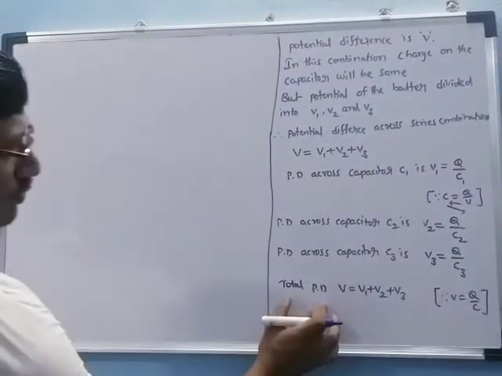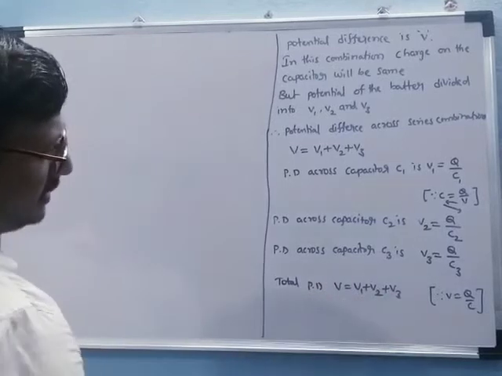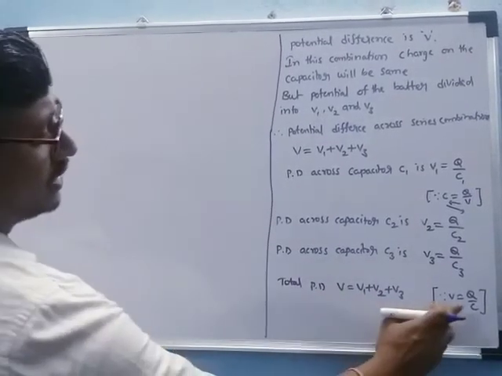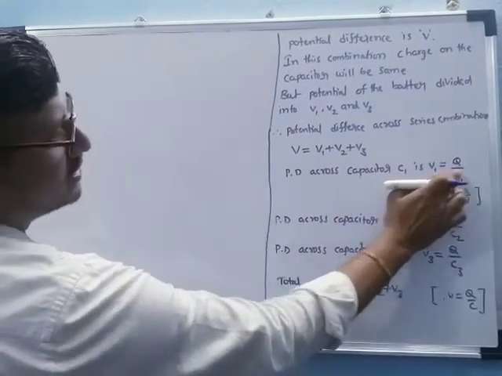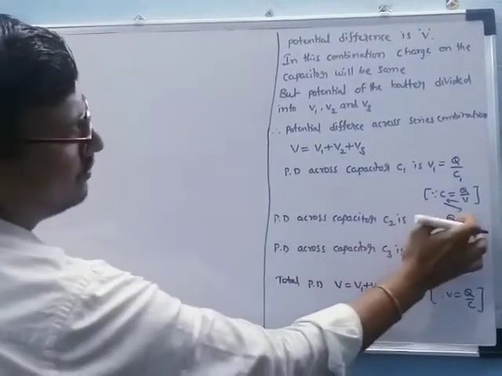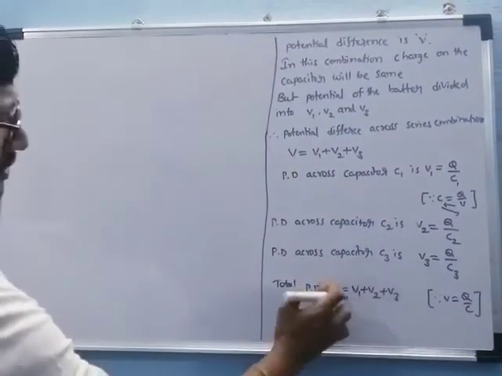See here, the total potential difference. What is the formula here? V1 plus V2 plus V3. But V is equal to potential, and potential is equal to charge per coulomb. V1 is equal to how much? Q by C1. V2 is equal to Q by C2. V3 is equal to Q by C3. Now these values are substituted here.